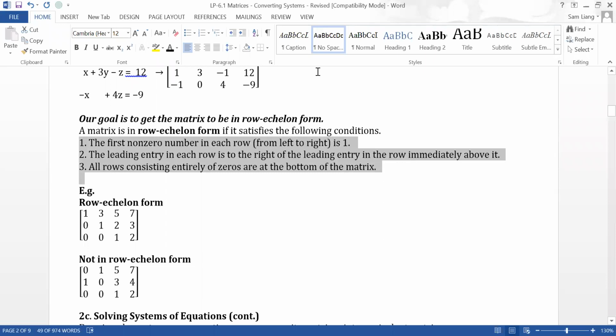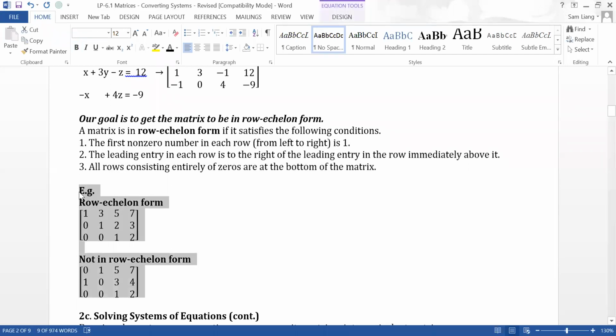So I know that might be confusing, but it's something that you'll see a lot of, so you'll get used to it. And these are two examples. The first one is an example of a matrix in row echelon form. The second is a non-example, so this one is not in row echelon form. And the main thing that you need to be mindful of is that the first number in each row is a 1. That's a requirement, from the first bullet point.